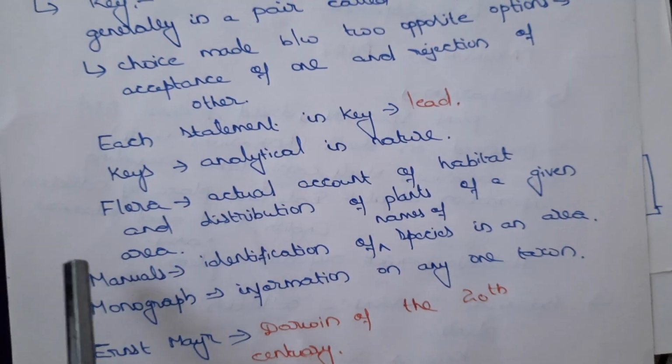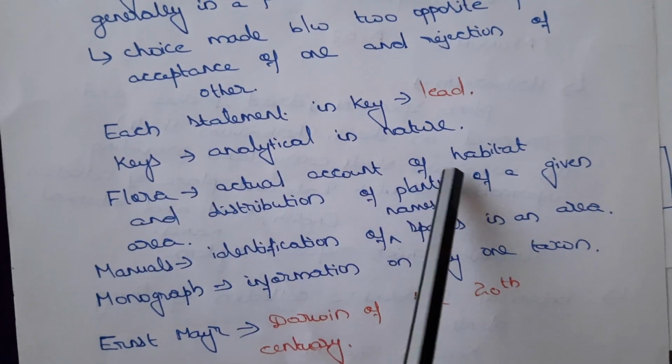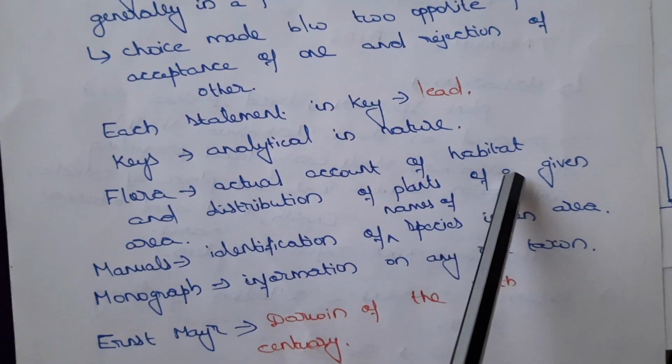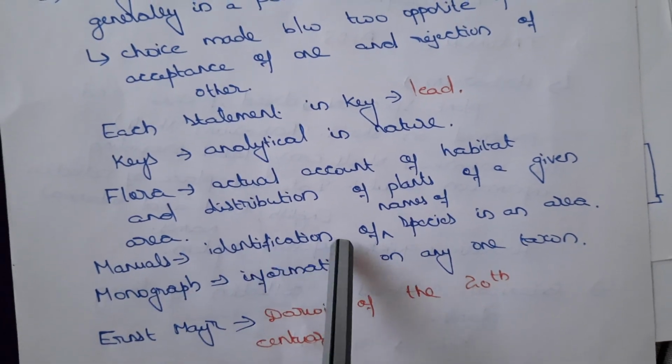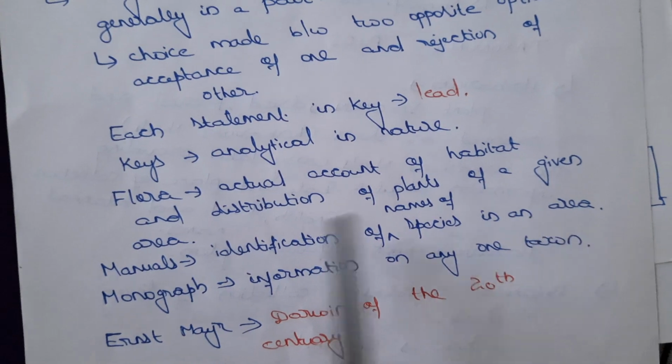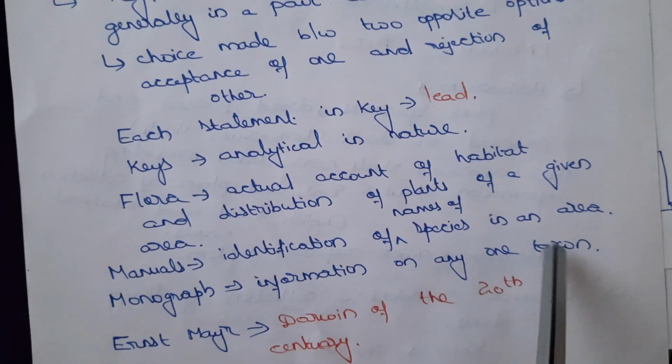Now, apart from the above mentioned aids, we also have flora. It indicates the actual account of habitat and distribution of plants of a given area. Then manuals, it indicates the identification of names of species in an area. Then monograph, it gives information on a single taxon.